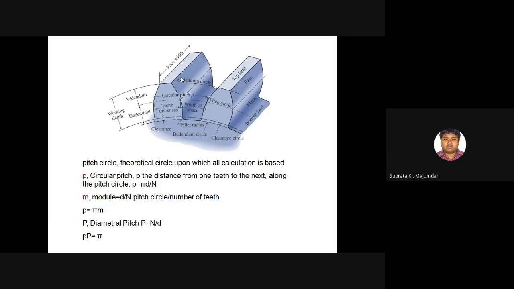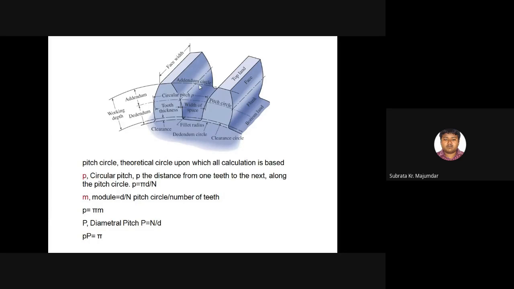Now the term is flank of tooth. It is the surface of the geared tooth below the pitch circle. The surface of the geared tooth below the pitch circle is known as the flank of tooth.